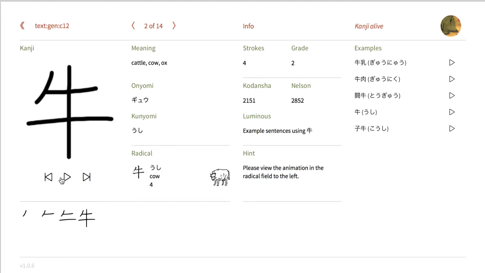Notice that it's very similar to the kanji for noon, but it comes above this line. So when you're writing noon, make sure you don't extend the vertical line above this line, or else you're writing cow. The onyomi is gyu, the kunyomi is ushi, and the radical is ushi, cow. Kind of looks like horns. I kind of see it.